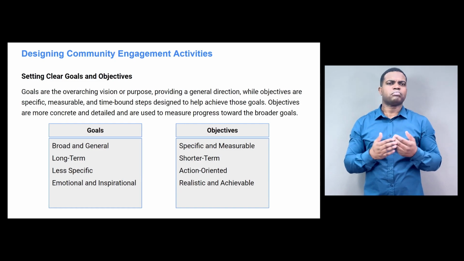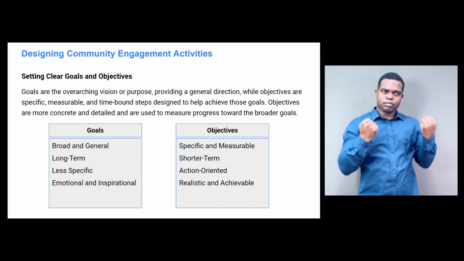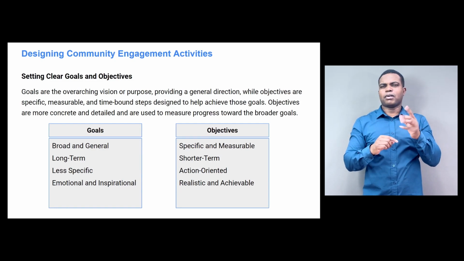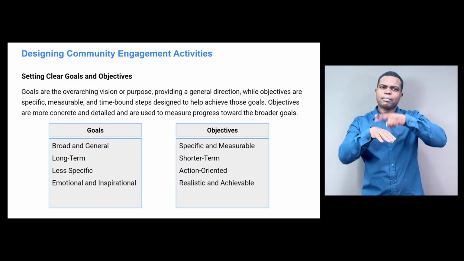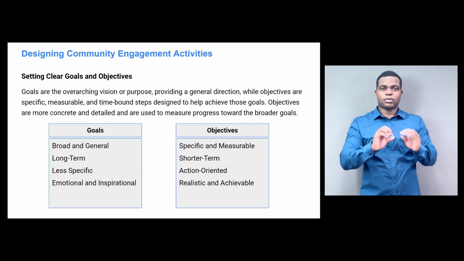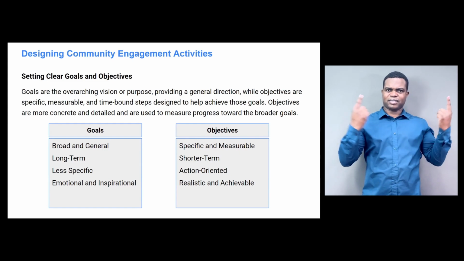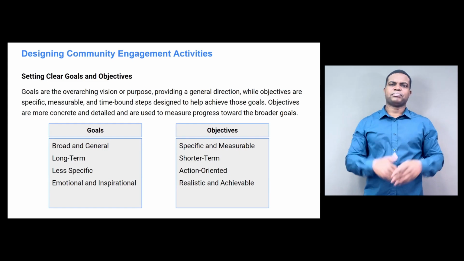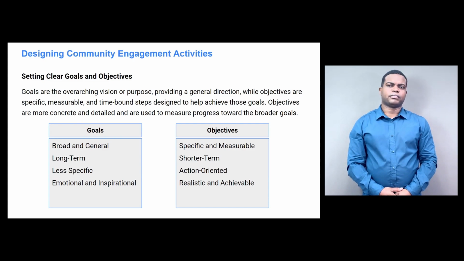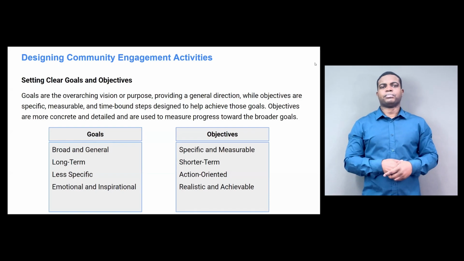So what are goals? Goals are the overarching vision or purpose that provide a general direction, while objectives are specific, measurable, and time-bound steps that are designed to help achieve those goals. Let's look at the differences between goals and objectives. Here listed, we have 4 differences between goals and objectives. So these are the 4 major differences.